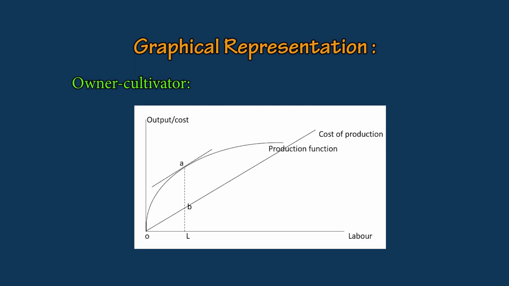As we all know, the profit is maximized at that point where the marginal revenue is equal to marginal cost. In this diagram, that point will be observed at the level where the slope of the production function will be equal to the slope of the cost of production line. Now, in this figure, this occurs at the level of output AL and the corresponding level of employment OL. Given that this is the benchmark case, we can now say that the level of output AL is the efficient level of output and the level of employment OL is the efficient level of employment.